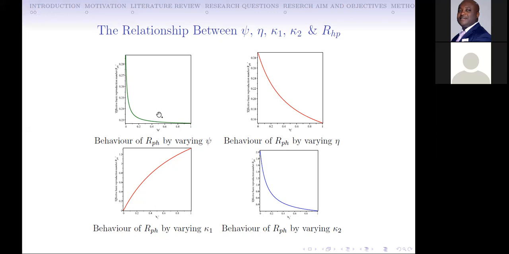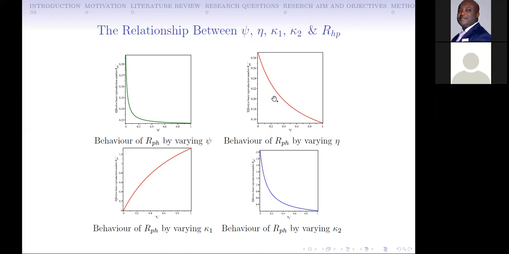The first figure represents the behavior of R0 by varying the education parameter. As you can see from the figure, the basic reproduction number is reduced as the education parameter is increasing. So this education parameter has a positive impact on the dynamics of the TB model.